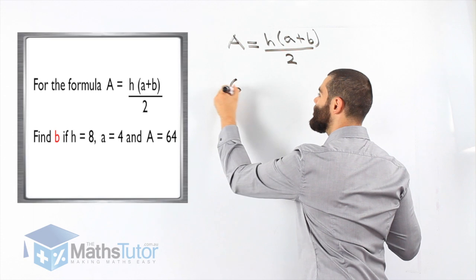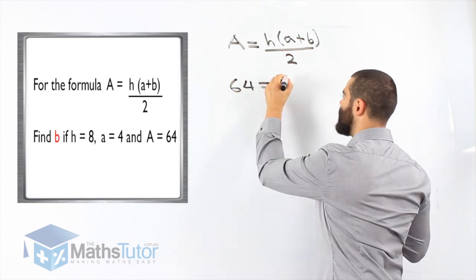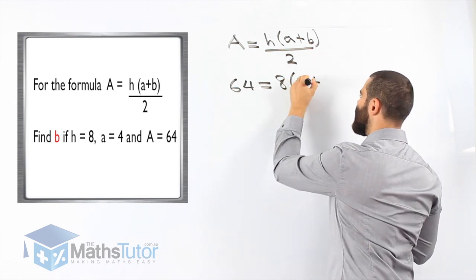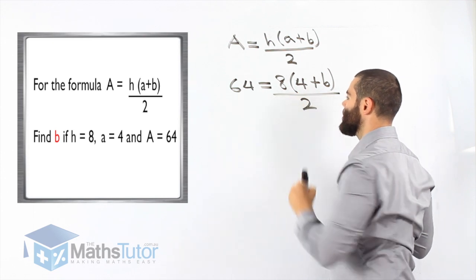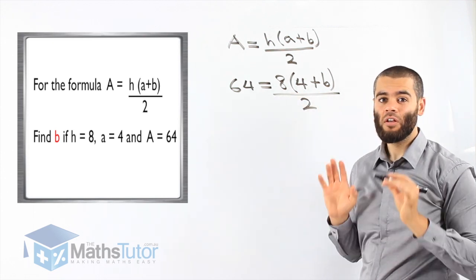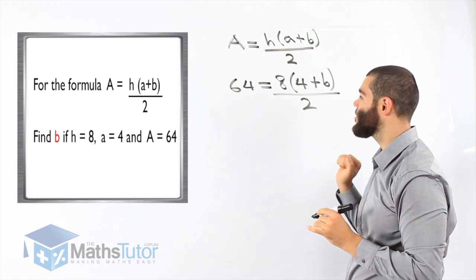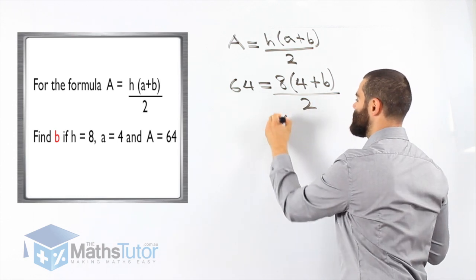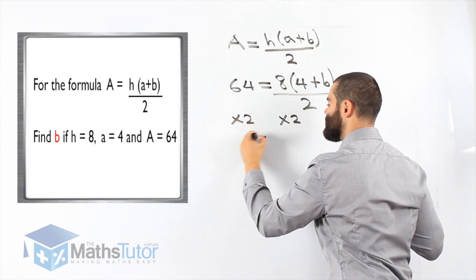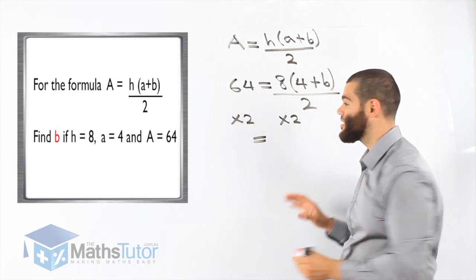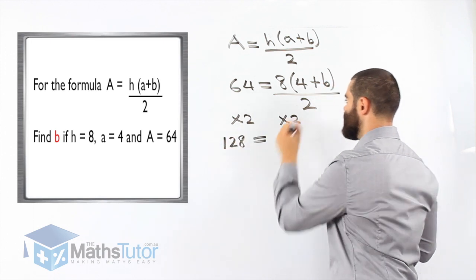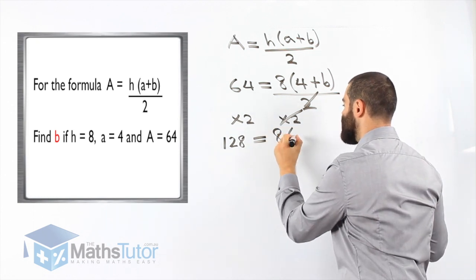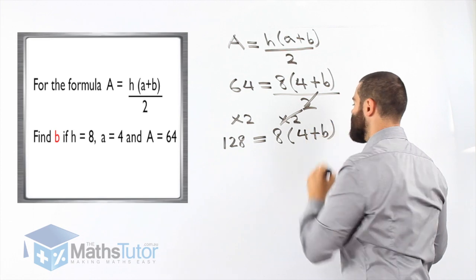Capital A is 64. H is 8. And a is 4 plus b, all over 2. That's our formula. We have now substituted correctly and we make sure that we put the numbers in the right place. Now we want to solve the equation. Divide by 2 is times 2 on each side. 64 times 2, 128. And divide by 2 times 2, they cancel each other out. We're left with 8, bracket, 4 plus b, close bracket.